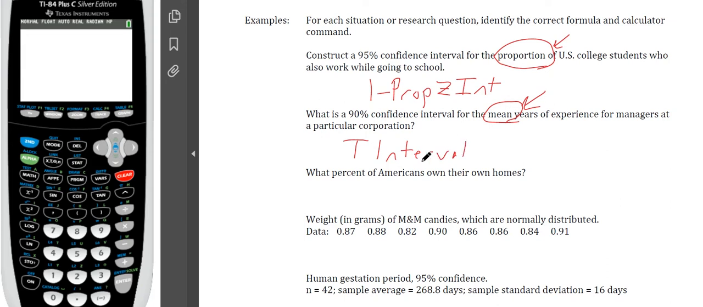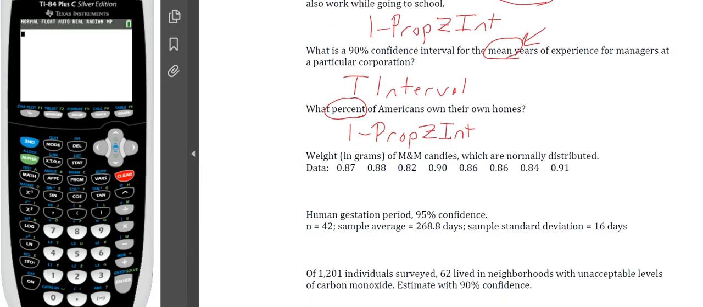What percent of Americans own their own homes? So this one doesn't say a proportion or mean directly, but it does kind of say it indirectly. Percent is going to be the same way of analyzing things as proportions. So this is going to be yet again 1-PropZInt.